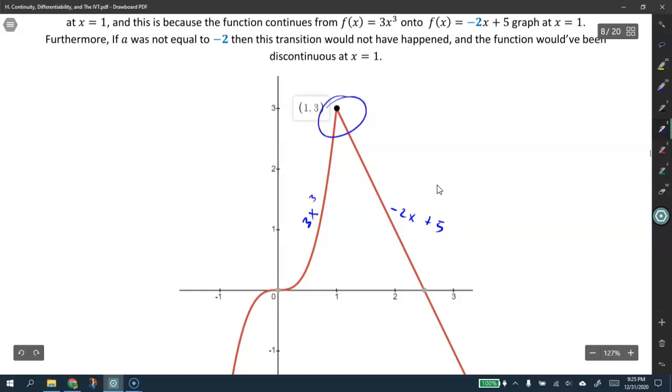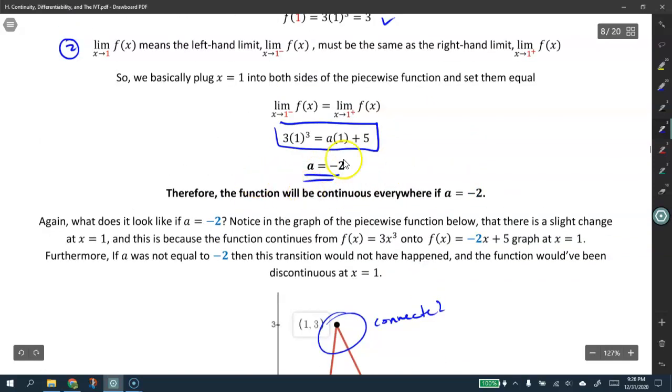Both of these are functions that you have learned in pre-calculus. But notice that the two functions are connected. And because they are connected, now this function is a continuous function. So that's what was so special about finding what a was equal to.